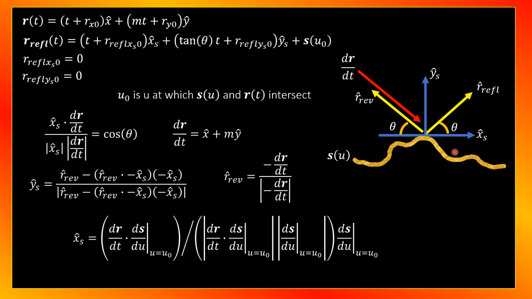We can see this more clearly, this equation over here, if we extend this over here, we get a theta over here, the same theta, if we were to extend r rev, and that's what we're using to find this equation over here.